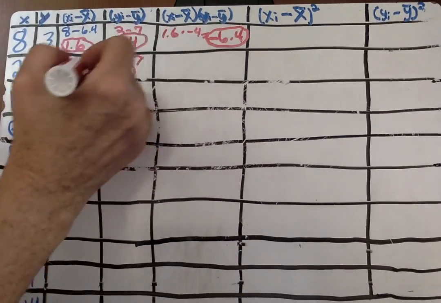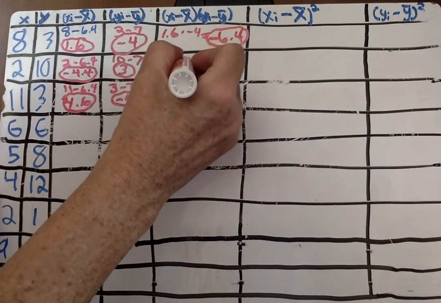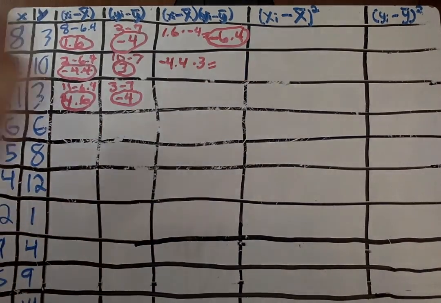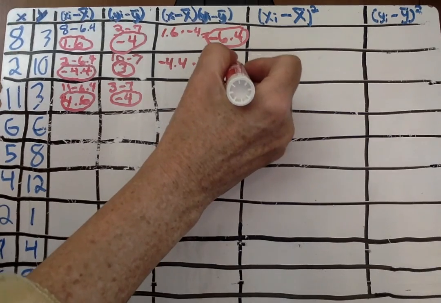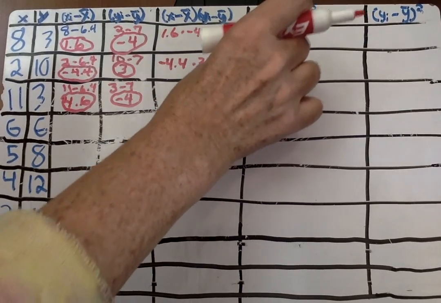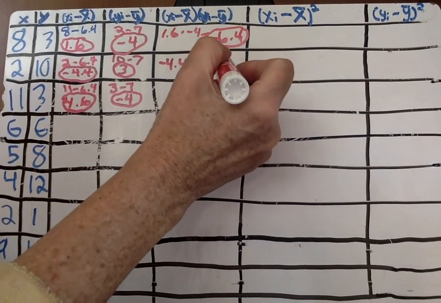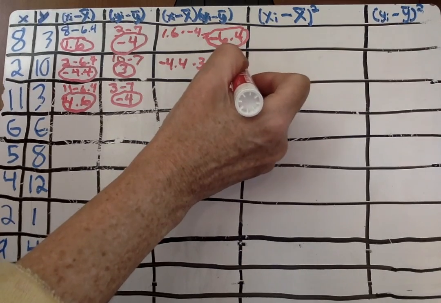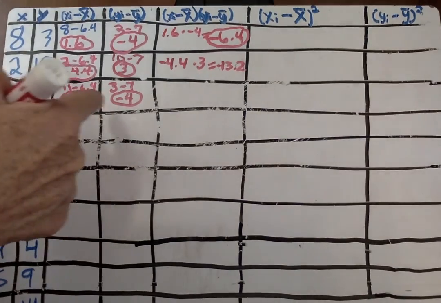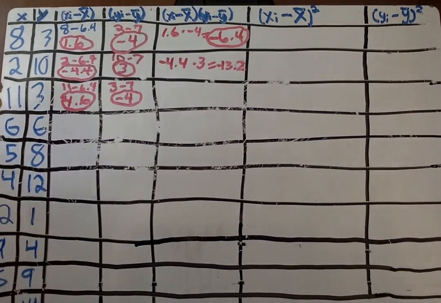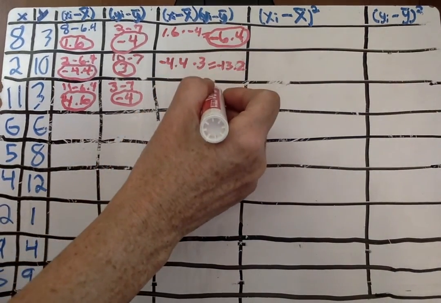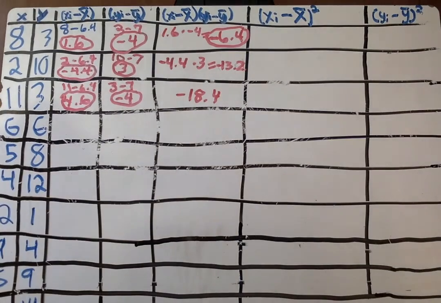Okay, so again, negative 4.4 times 3, and we get negative 13.2. That's not really beautiful, but negative 13.2. Okay, next. Again, we're multiplying these two numbers, 4.6 times negative 4, and we get negative 18.4. And again, I'll let you finish that next one.